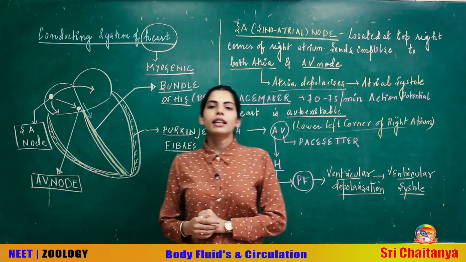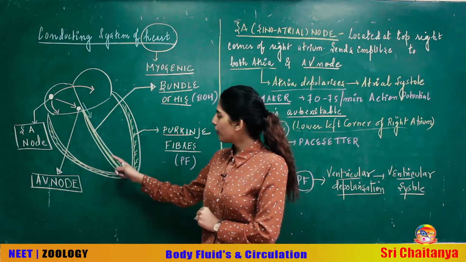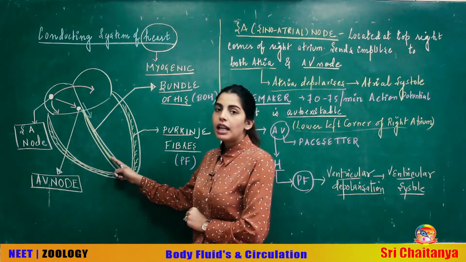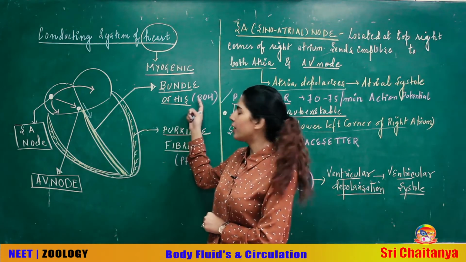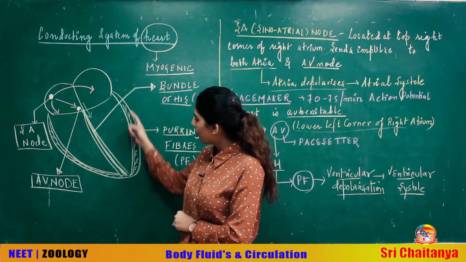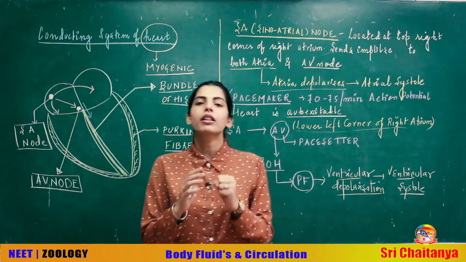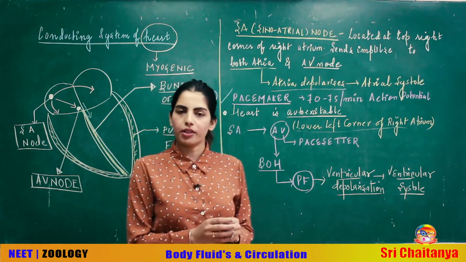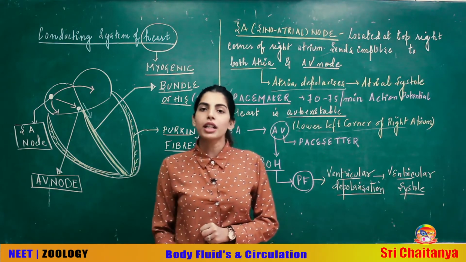The AV node is going to send the information to something located here in between the septum, which is called the bundle of His. In short, I have written it as BOH. And from the bundle of His, it is going to send the information to the fibers located at the side of the ventricles, called Purkinje fibers. So SA node to AV node to bundle of His to Purkinje fibers.